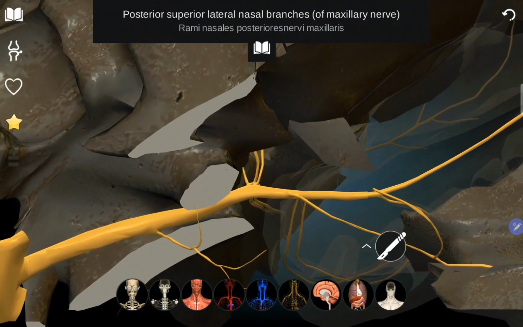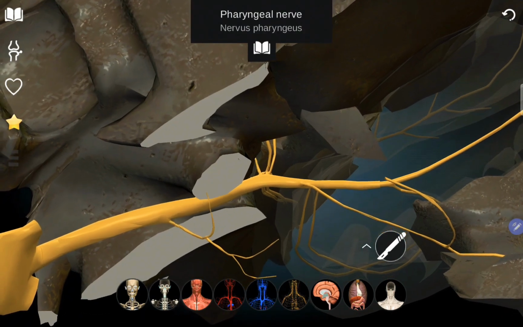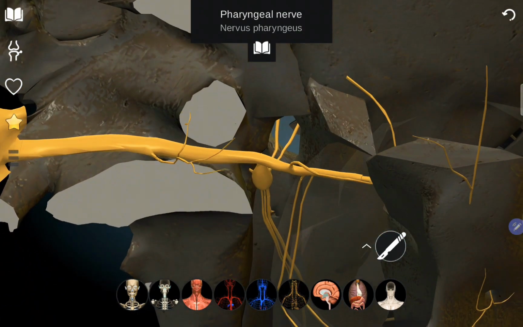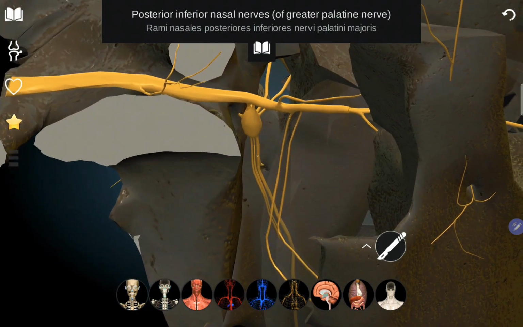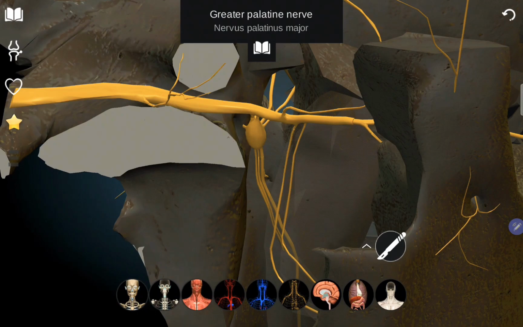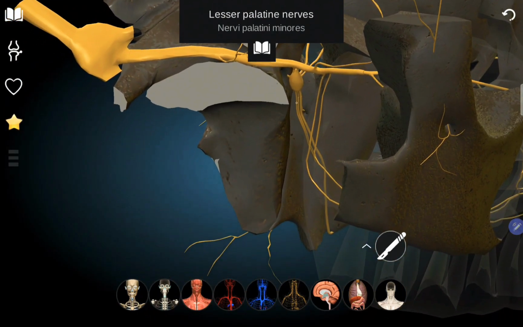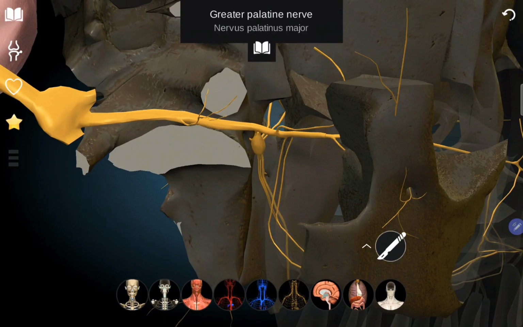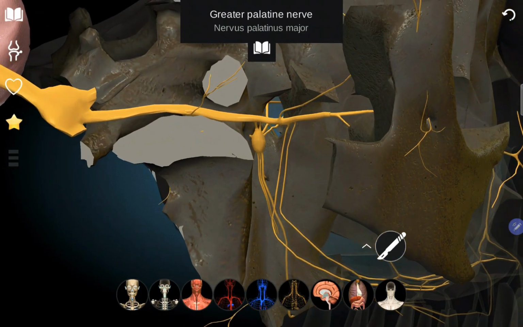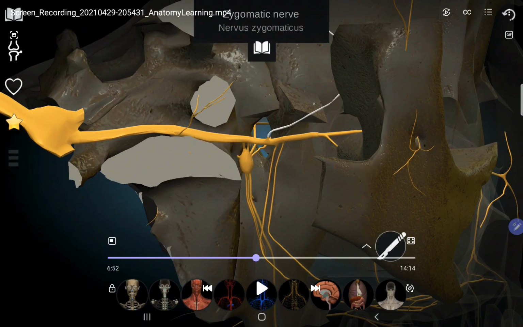So it gives off the posterior superior lateral nasal branches, as well as the pharyngeal nerve, and the greater palatine and lesser palatine nerves. So it crosses the pterygopalatine ganglion in the pterygopalatine fossa. It supplies the lacrimal gland, the nasal gland, as well as the palatine gland. So L, N and P glands.